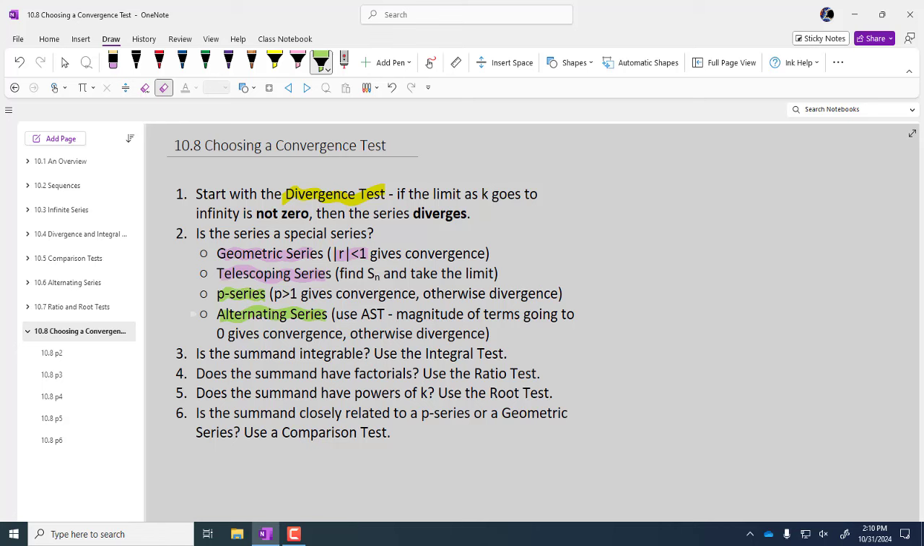So if you have an alternating series, you're going to use the alternating series test. And the big thing to remember here is that p series and geometric series are opposite. Less than 1 converges for geometric series, greater than 1 converges for p series. That's because in the p series you're focused on the denominator, whereas in a geometric series, you're focused on the numerator.